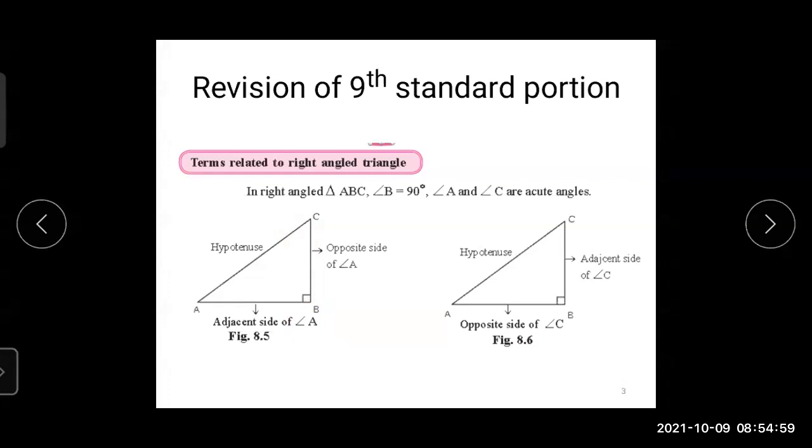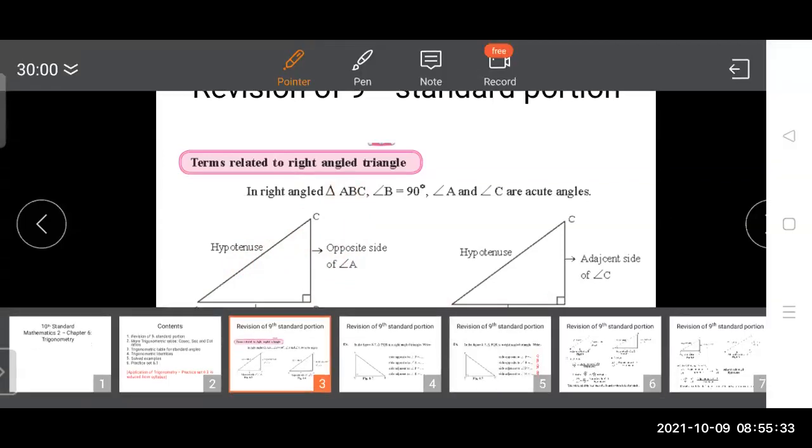From this figure you can see that AC is the hypotenuse. This is the adjacent side of angle A and this is the opposite side of angle A. In this figure also the same thing is there. What you have to see now is the angle, that is theta. The angle is changed here. See here in triangle ABC.